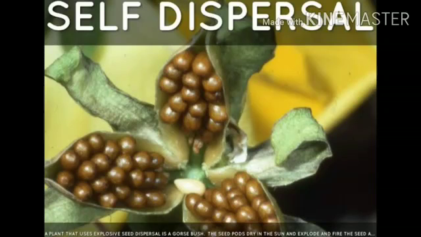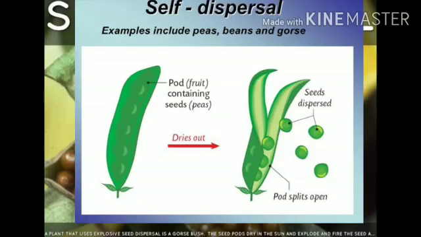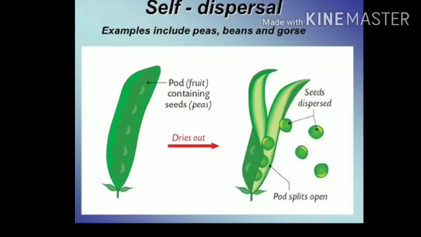Self-dispersal method, autochory. Some fruits disperse their seeds through an explosive mechanism and spread them. They are spread through an explosive mechanism. Example, lady's finger and balsam.